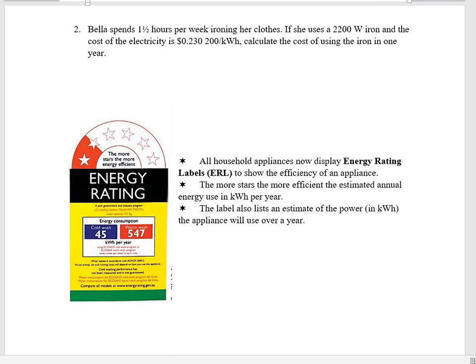So Bella spends 1.5 hours a week ironing her clothes. She uses a 2,200-watt iron and the cost of electricity is 0.230200 dollars per kilowatt hour. And that's exactly how, if you look at an electricity bill, electricity is quoted to 6 decimal places. Calculate the cost of using the iron in 1 year. So the first thing we need to know is how much power am I using in 1 year? To do that, I know that my iron uses 2,200 watts. It's on for 1.5 hours a week, and I know that there are 52 weeks in the year.